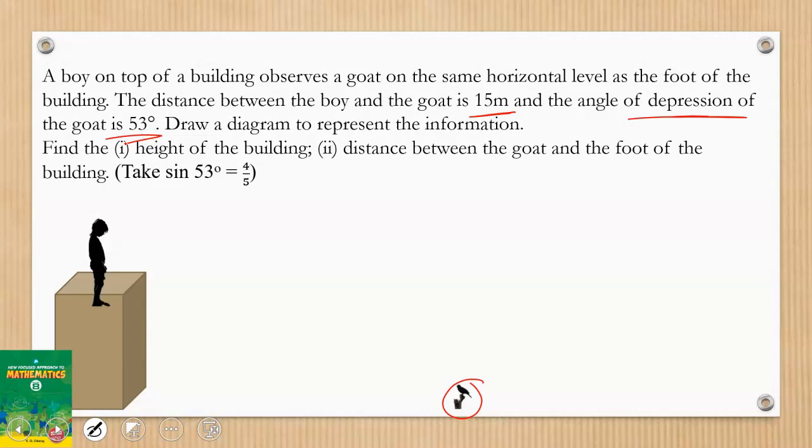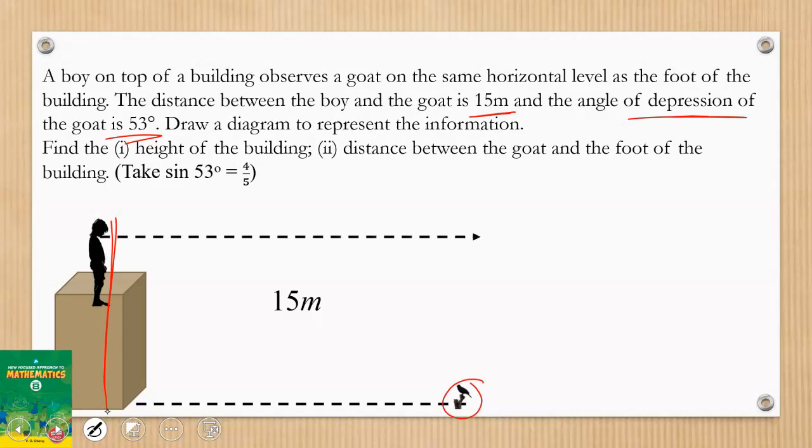So we can see a diagram. Maybe you don't need to draw a building, but you can just draw a line to represent the building and then the boy. Okay, and then the distance between the boy and the goat or the bird is 15 meters, right? And the boy has a normal horizontal sight, but has to depress the eye to see the object, that is the goat or the bird, with an angle of 53, right?